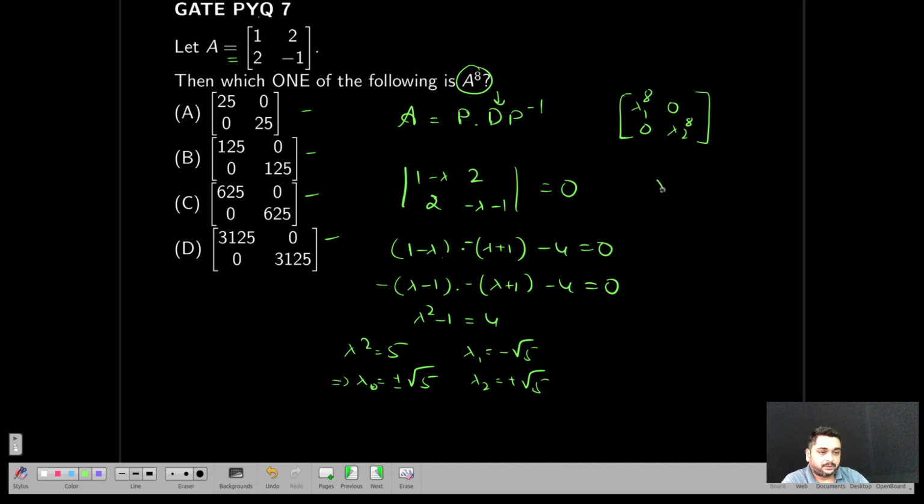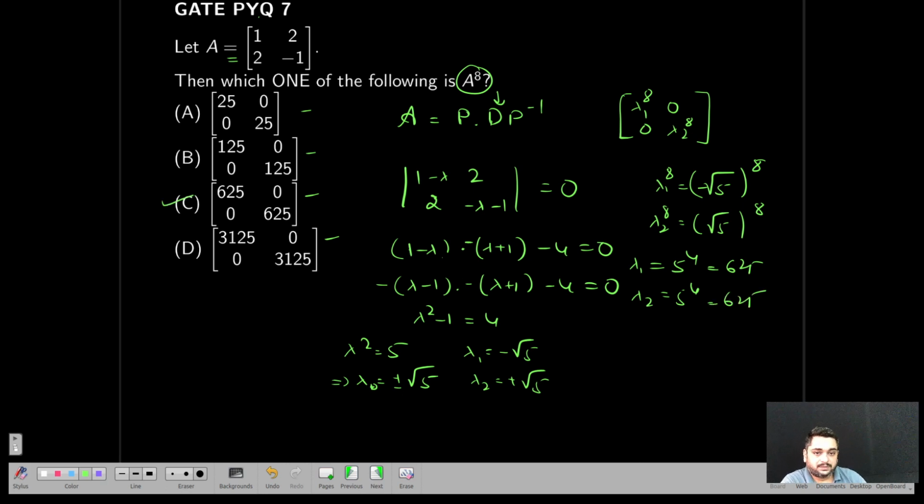Now lambda 1 to the power 8 is (minus square root 5) to the power 8, and lambda 2 to the power 8 is (root 5) to the power 8. What is this? Lambda 1 to the power 8: with an even power, the minus becomes plus, so it is 5 to the power 4. Lambda 2 to the power 8 is also 5 to the power 4. That is 625. So these are the diagonal elements. This is the correct answer.